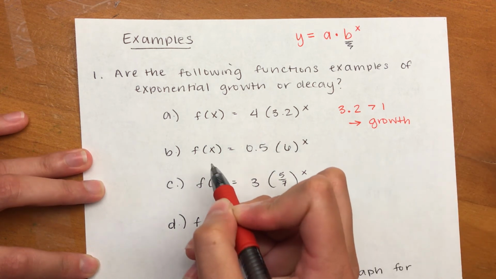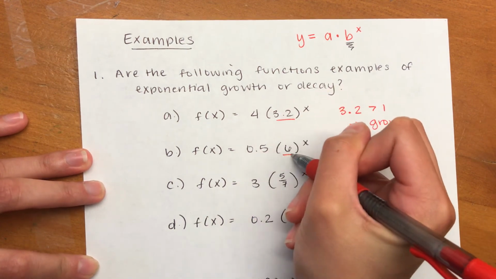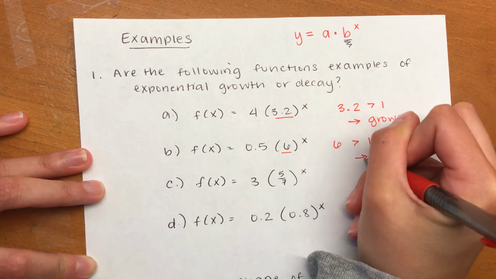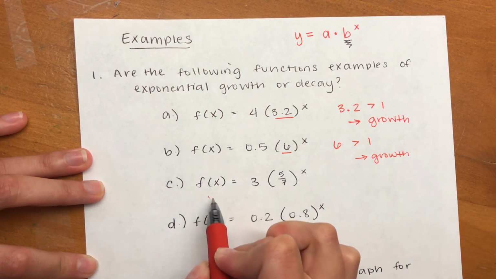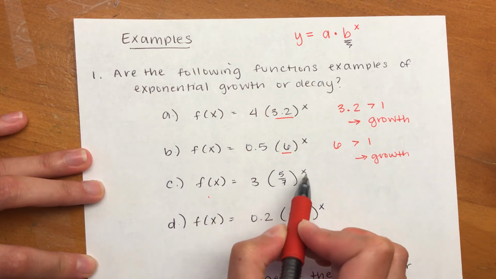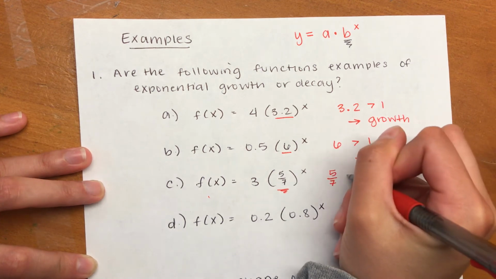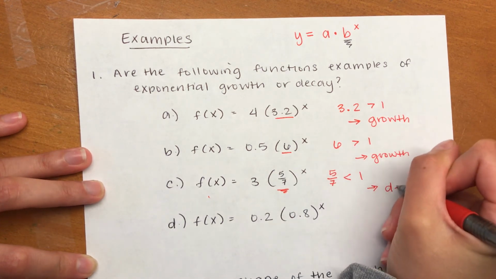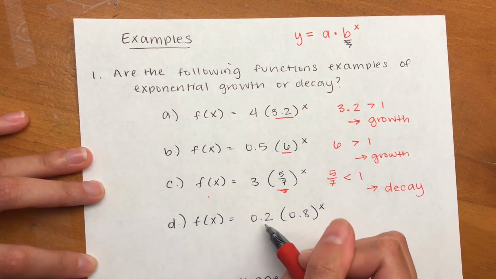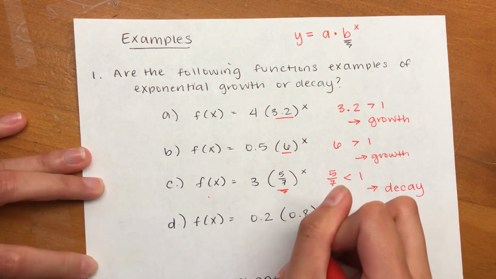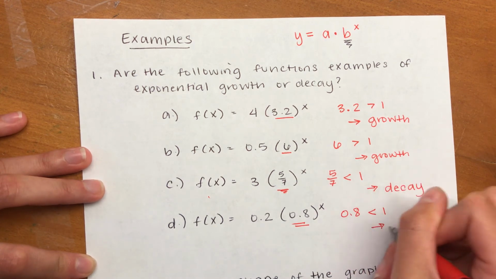All right, b, f of x equals 0.5 times 6 to the x. I'm looking at my b value. My b value is 6. 6 is greater than 1, so we have growth. C, f of x equals 3 times 5/7 to the x. My b value is 5/7. 5/7 is less than 1. So we have decay. D, f of x equals 0.2 times 0.8 to the x. I'm looking at my b value, which is 0.8, which is less than 1. So that will also be decay.